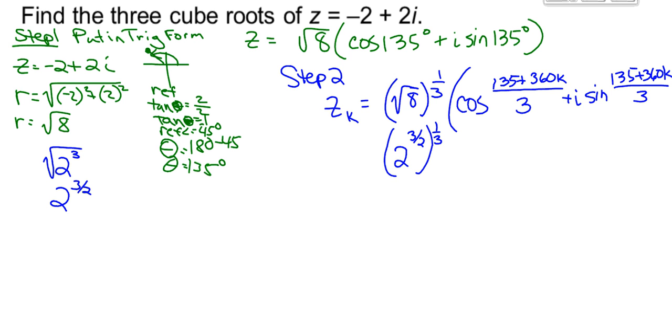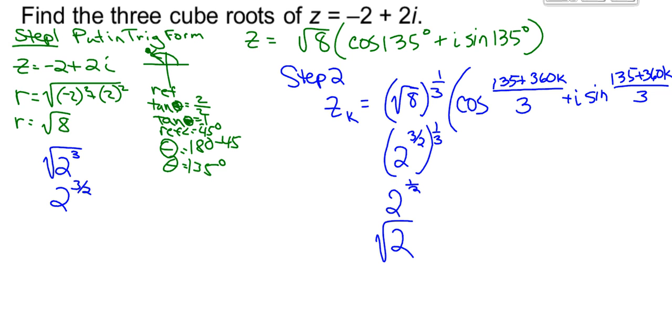Two to the what power though? The 3's cancel, but what will that be? 2 to the 1/2, so it's going to be the square root of 2. So when I do this this time, 3 times is all I have to do. Do you agree? 3 times, because that'll give me my 3 answers.